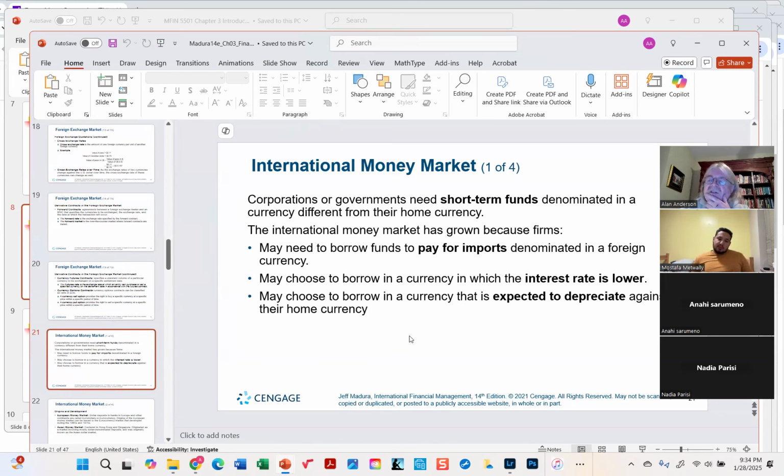But of course, you also may simply need to have the right currency in order to buy imports. If you're an importer, you may need to buy, let's say, British pounds, and it might be easiest to get your hands on them in the international money market.